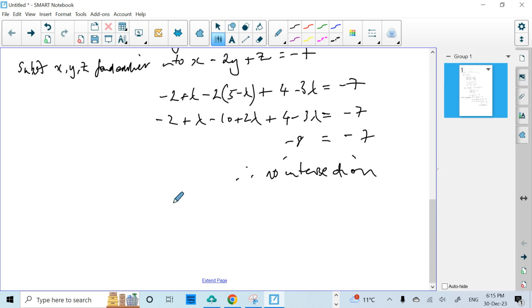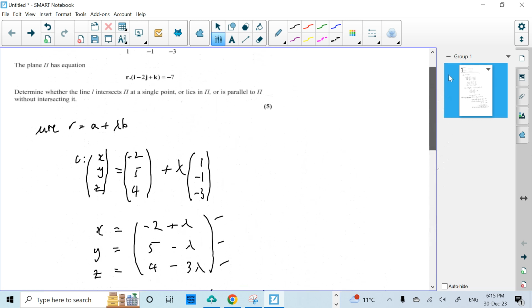And we know that the line is parallel to the plane, but not in it, not in the plane, because we've got no values for lambda, and we've got the left-hand side not equaling the right-hand side. So there we have it, for 5 marks, I believe.